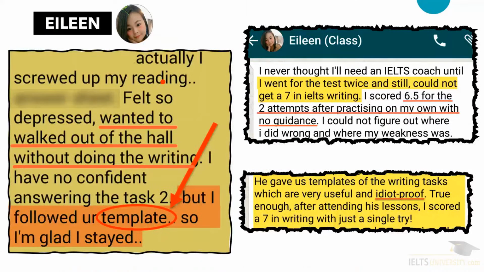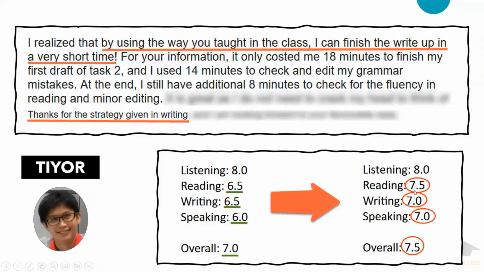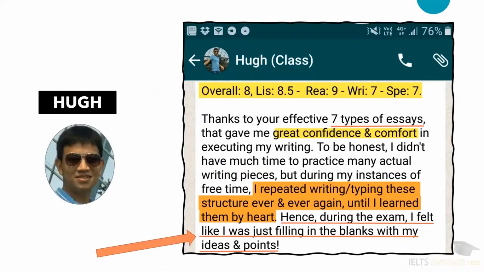Eileen, she did quite badly in her reading, and she wanted to walk out of the hall without doing the writing, but she continued to stay on. She followed the template, and she improved from 6.5 to 7, right? So she got 6.5 twice, and then she came to my class, then she used the template, she got 7. Okay, she said that these templates are idiot-proof. Tia, okay, improved from 6.5 also to 7 for writing because of the templates.